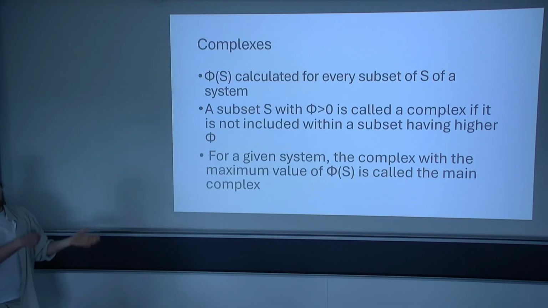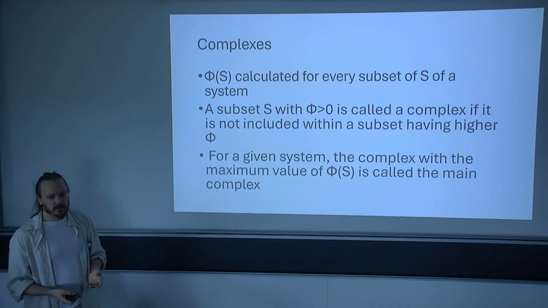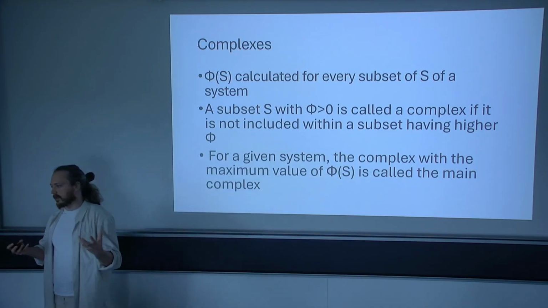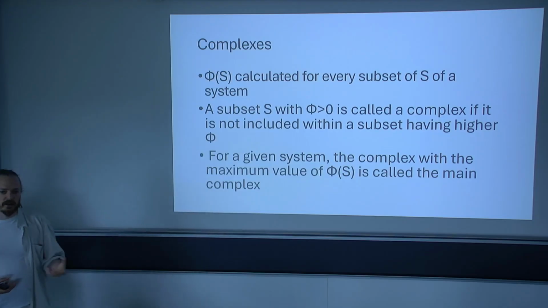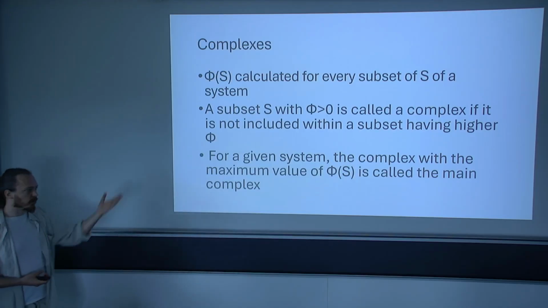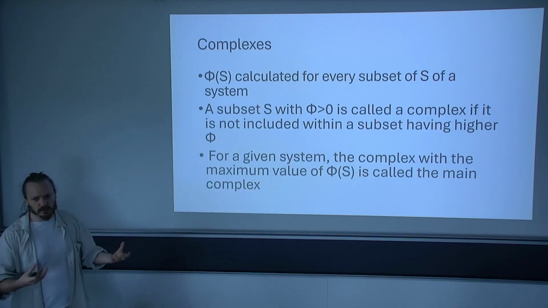And then in turn you use this to identify complexes. These are subsets of the system that are capable of integrating information. So if your phi is 0, then you're dealing with two different systems that are not really having causal effects on each other.